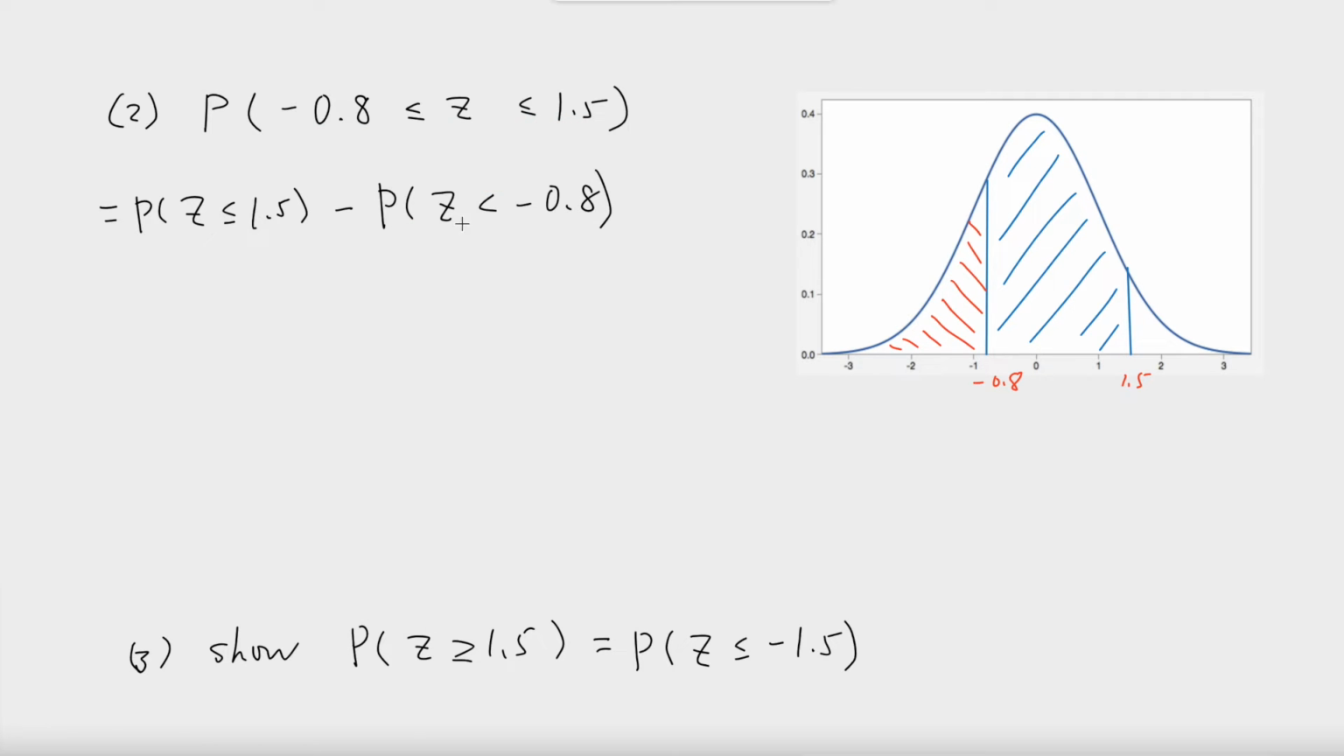And recall that Z is a continuous random variable, so the probability that Z is less than negative 0.8 is the same as Z is less than or equal to negative 0.8. Now this is equal to phi of 1.5 subtract phi of negative 0.8. Again, we can calculate this using R.